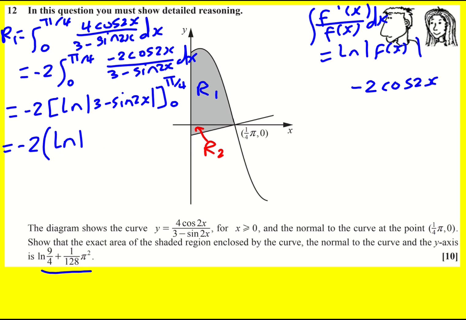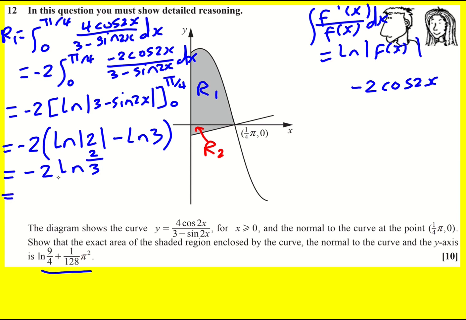I'm just going to go straight for it. I hope I've explained that sufficiently. Ln 2, with the modulus sign around it. I'm not even going to need that. And then I'm going to minus ln of the modulus of 3 minus sine of 0, and that is actually 0. So I'm just going to get ln 3. So I get minus 2 ln of 2 over 3.